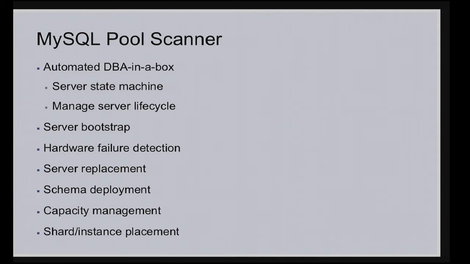So MySQL Pool Scanner, at its basics, is basically a server state machine. So basically it knows, OK, what state is this machine in? Is it production? Is it in repair? Does it need to be reimaged? Does it have failing hardware? All of these sorts of things. And it will then transition the machines between those states.